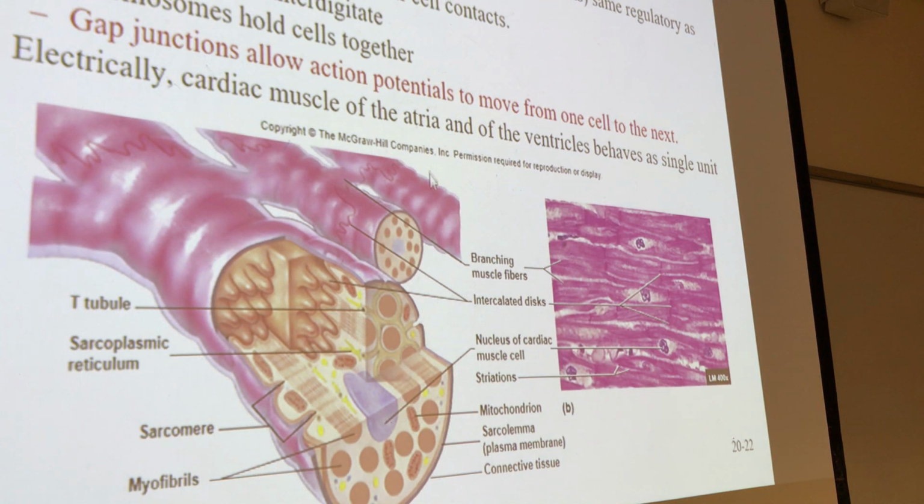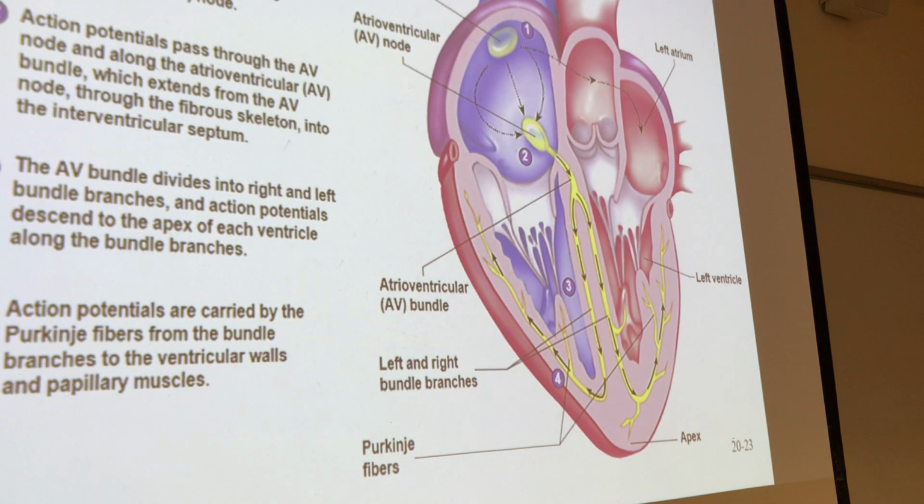Now, as we look at this, the cardiac conduction system is the system that allows us to have this synchrony.